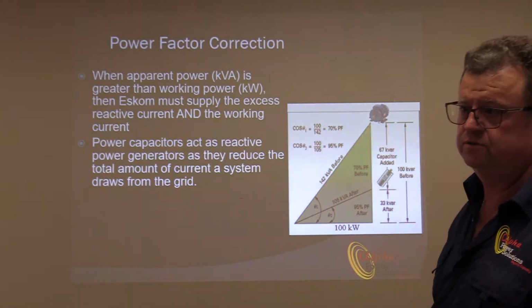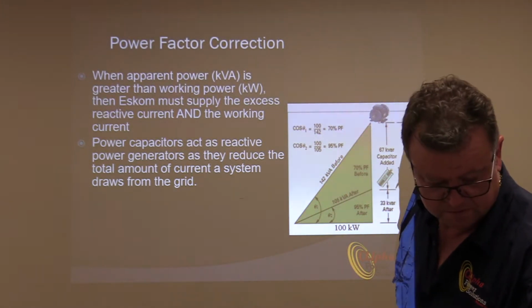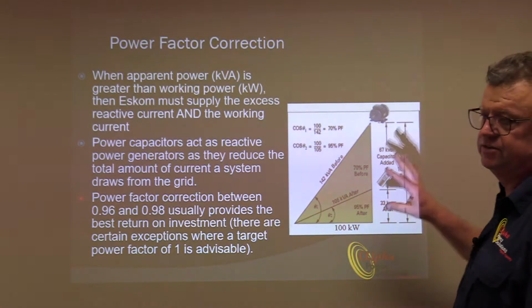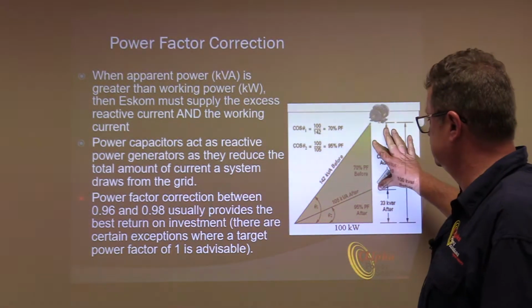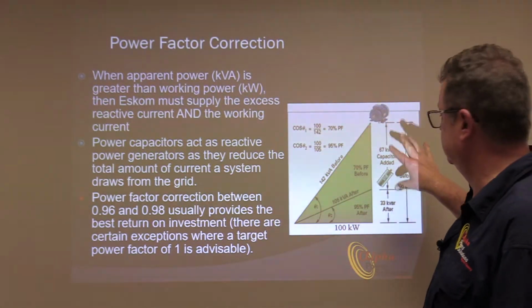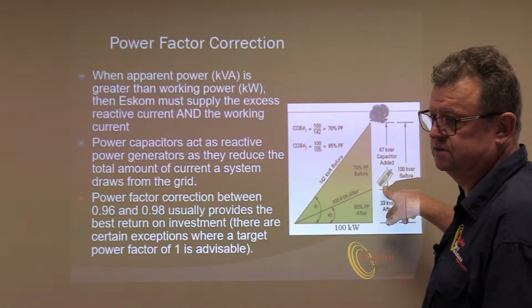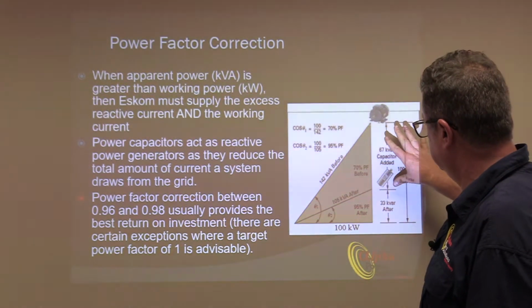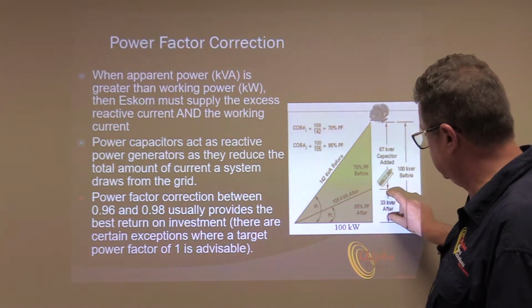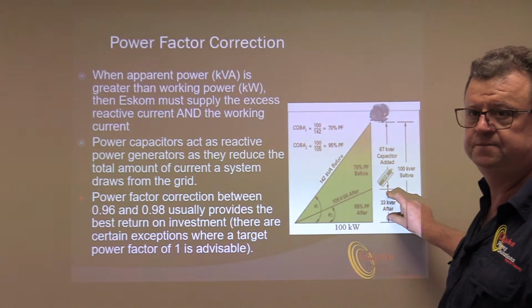Active power that the plant consumes. So imagine now that you say, all right, Eric, I want to reduce my maximum demand, and we install a panel of 67 kilovars. So that means that the PFC panel supplies 67 and Eskom still supplies 33.